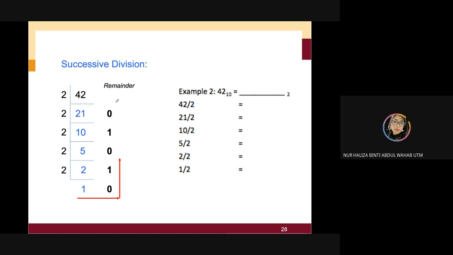So please try to do it slowly. Then you will know basically the steps, how you're going to divide. This is your normal division, and how you're going to get the remainder. So your answer will be in your remainders.